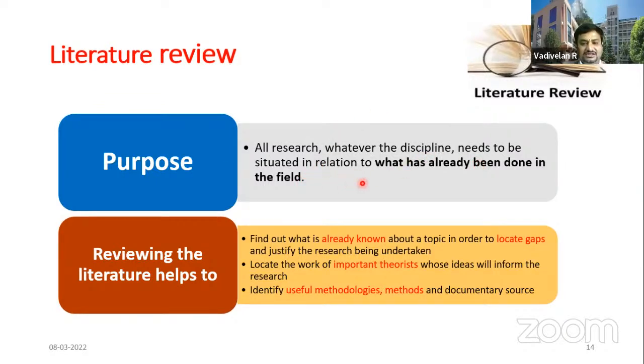So coming to the purpose of the literature review, all research, whatever the discipline, needs to be situated in relation to the work which has already been done in that field. So normally we collect the information which is already available from the sources, and the method of collecting, what we are collecting, and the duration of the period we are collecting, so that we can avoid some duplication, or we can build up the theory. Sometimes you call it a systematic review also. In medical terms, they work on it. So that may be useful in the case of a literature review.